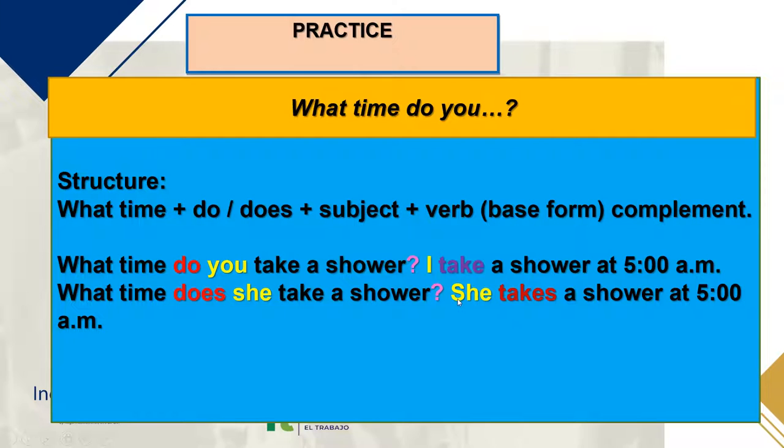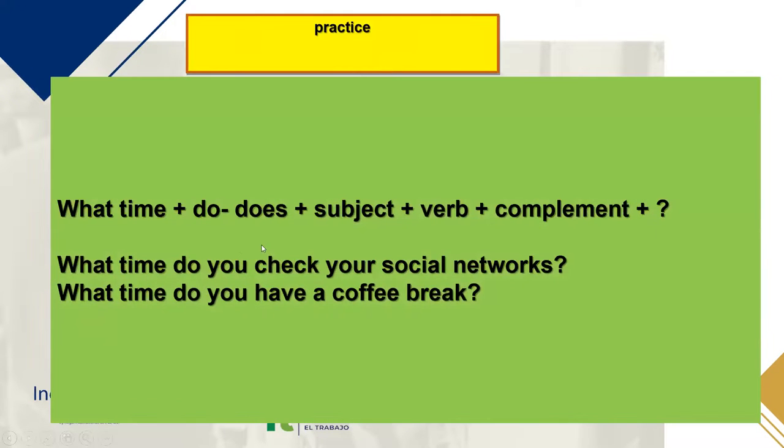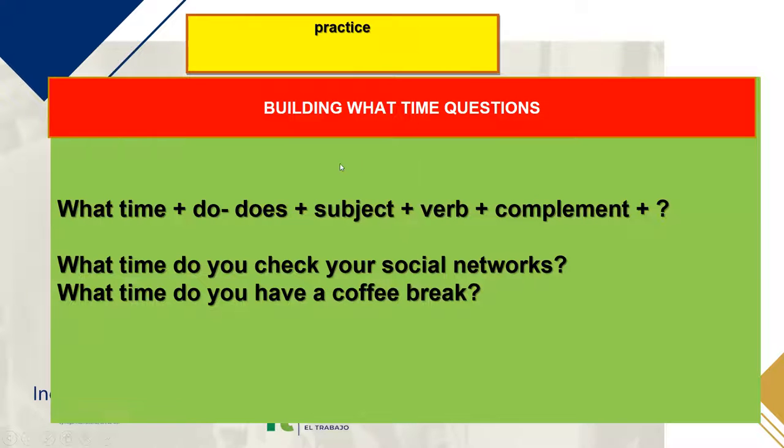So remember, when we answer in simple present with he, she, or it, the verb suffers a change. El verbo sufre un cambio, ¿verdad? Cuando termina en O, ¿qué le agregamos? ES, yes? When it ends in Y, cuando el verbo termina en Y, we eliminate the letter Y and we write IES. For example, cry, cries. Carry, carries. Study, studies. Okay, very good. And now that you have this, what time do or does? The subject plus verb complement. What time do you check your social networks?